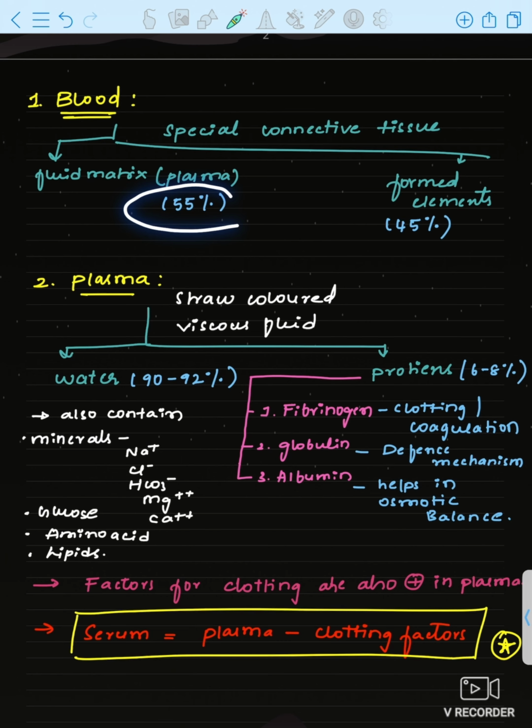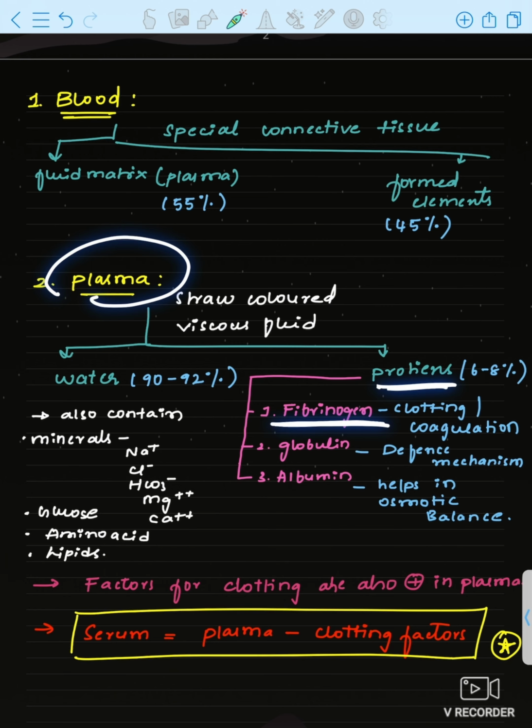Plasma constitutes 55% of the blood, and in plasma also some contents are there. Let us discuss those contents. First one is water. Water constitutes 90 to 92%, whereas protein constitutes 6 to 8%. See, what are the proteins in plasma? First protein is fibrinogen. We all know that fibrinogen helps in coagulation, clotting of blood. Second one is globulin.